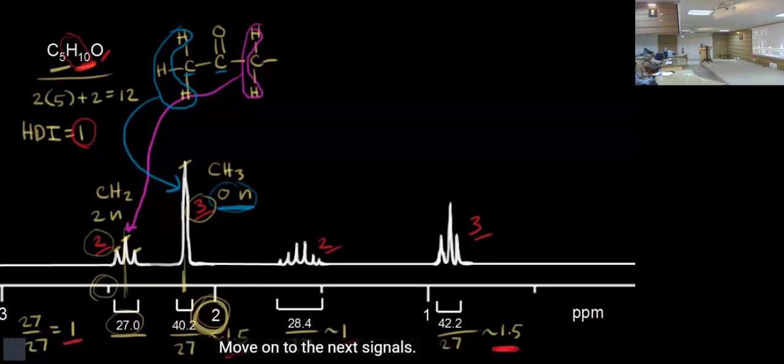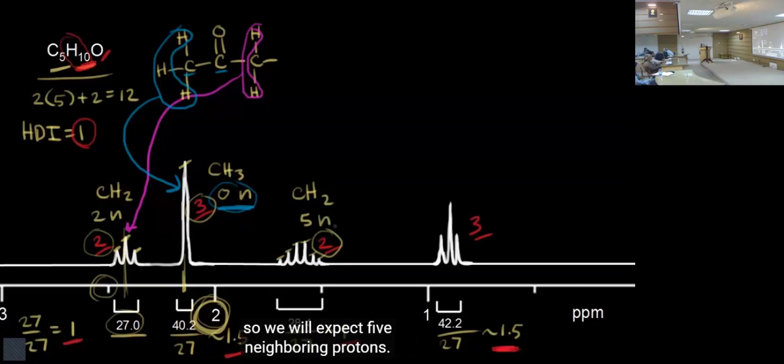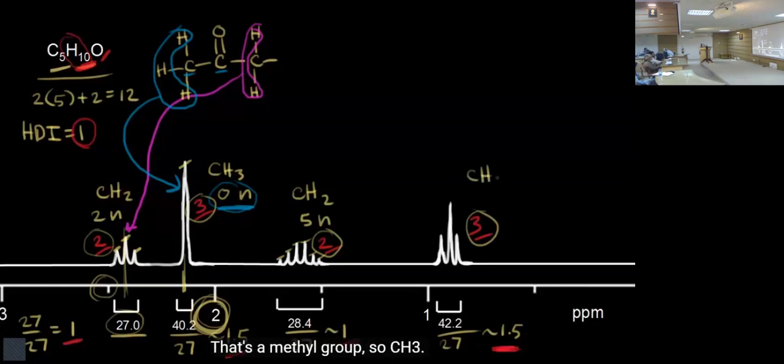Let's move on to the next signal. This signal represents 2 protons, so that's a CH2. How many neighboring protons? Let's count up how many peaks we have: 1, 2, 3, 4, 5, 6. So 6 peaks, and we subtract 1 from that, so 6 minus 1 is 5, so we would expect 5 neighboring protons. Let's move on to the next signal. 3 protons, so that's a methyl group, CH3.